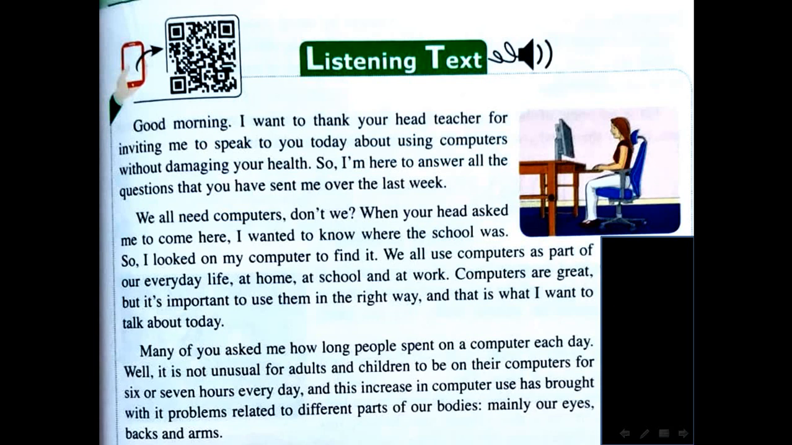Computers are great, but it's important to use them in the right way, and that is what I want to talk about today. Many of you asked me how long people spend on a computer each day. Well, it's not unusual for adults and children to be on their computers for 6 or 7 hours every day. So usually, children use the computer for 6 or 7 hours every day. Of course, this is a long daily period of time. And this increase in computer use has brought with it problems related to different parts of our bodies, mainly our eyes, backs, and arms.